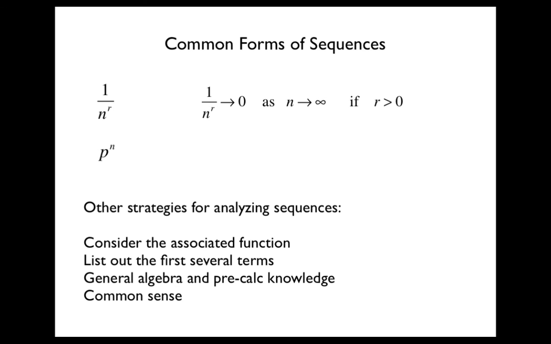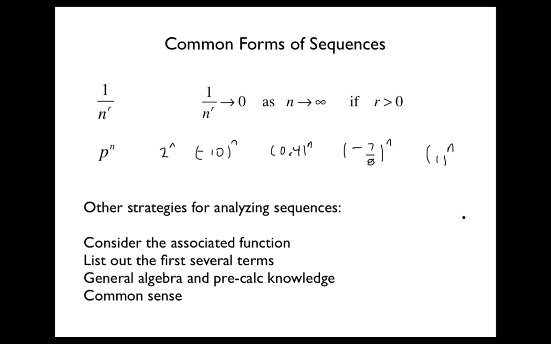Okay, p to the n. So p to the n would be things like 2 to the n, negative 10 to the n, 0.4 to the n, negative 3/5 to the n, negative 7/8 to the n, etc. So for this one, we're asking: for what values of p will p to the n converge to a finite value? Why? So he's throwing out between negative 1 and 1.